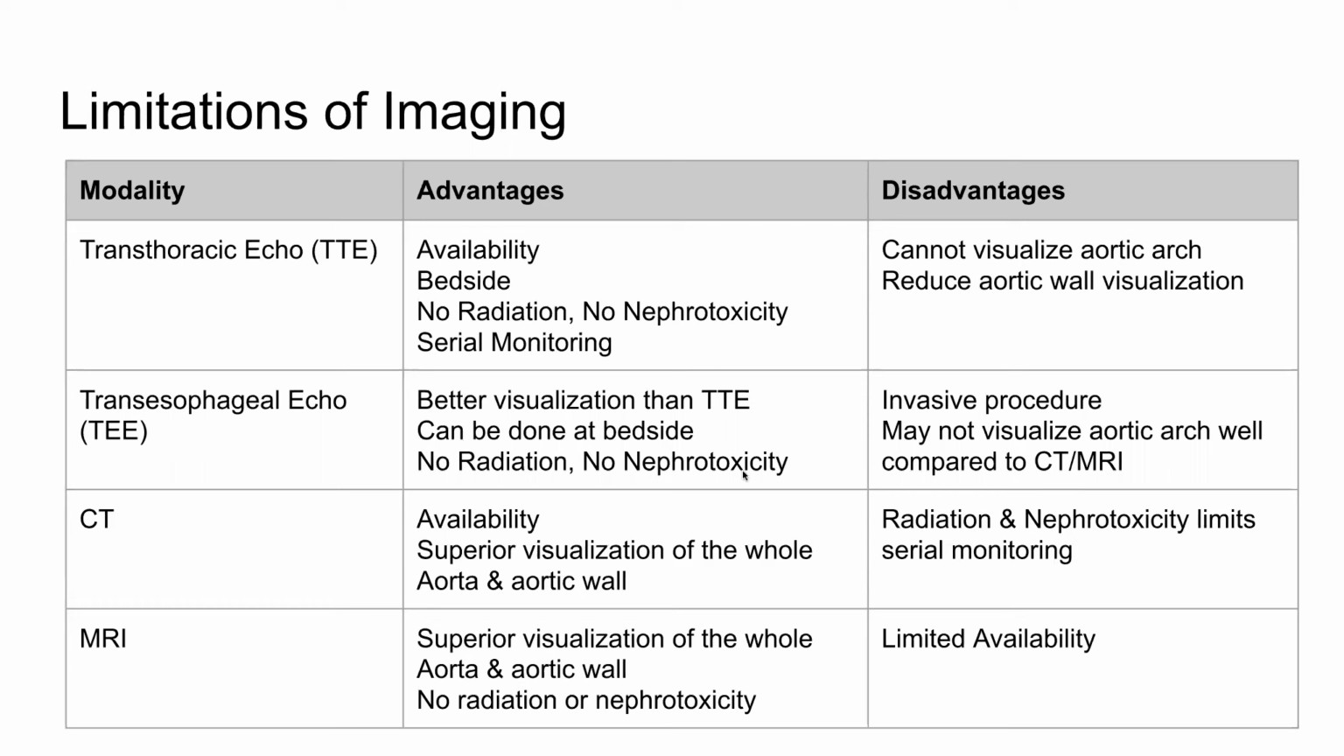Transesophageal echo has less availability. You need somebody who's trained in doing it. But it can be done at the bedside. So if you're in the emergency room and the patient is already on life support, his blood pressure is very low, and it is not safe to transfer him for a CT scan, then at that point you may consider doing a transesophageal echo. It does not have any radiation or nephrotoxicity. You may not see the aortic arch very well, even with a TEE, but if the patient is intubated, it's usually easier.